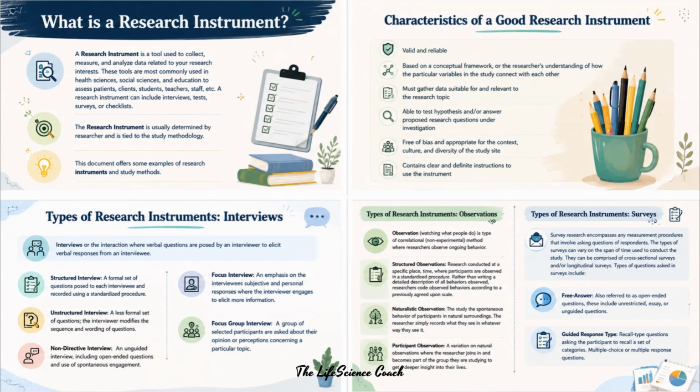Point 2. Observation. Observation means watching and recording behavior or events. Types of observation: structured observation, conducted using a planned and standardized method. Naturalistic observation, observing participants in their natural environment. Participant observation, researcher becomes part of the group being studied. Point 3. Surveys. Surveys collect information by asking questions to respondents. Types of survey questions: free answer, open-ended. Participants answer in their own words. Guided response type, includes multiple choice or recall-based questions.